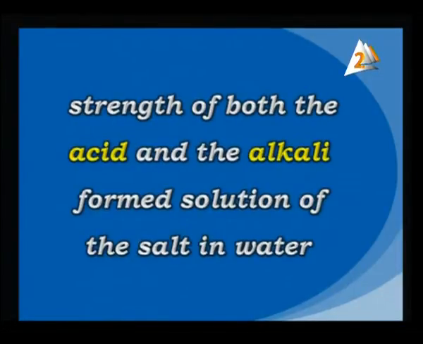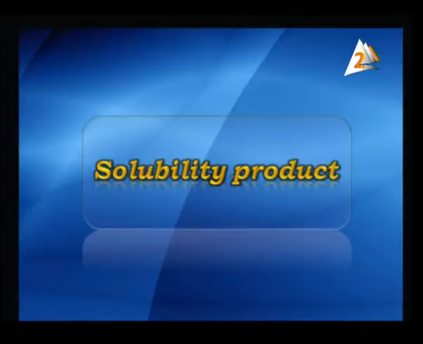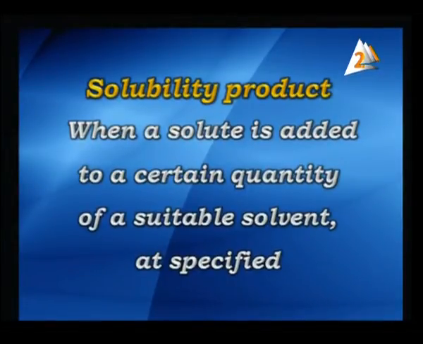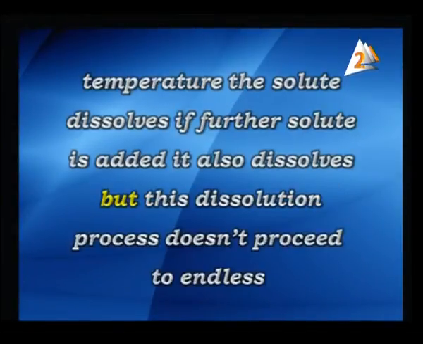Look, we have the solubility product. It's a good title, solubility. Sure, we know that this is after ionization. Catch the definition for each one. Look, here the solubility product: when a solute is added to a certain quantity of solvent at a specified amount or volume and specified temperature, the solute dissolves, and if further solute is added to it, it also dissolves. But this dissolution process doesn't proceed endlessly.